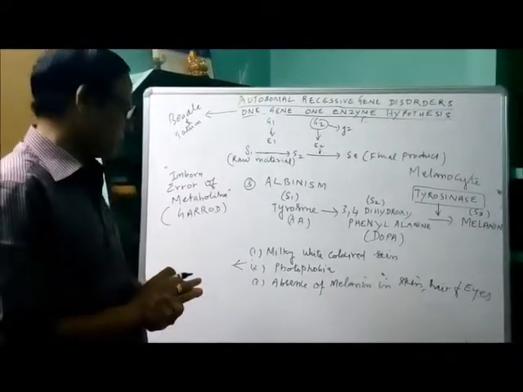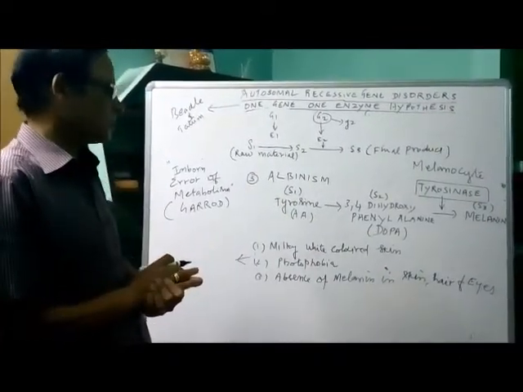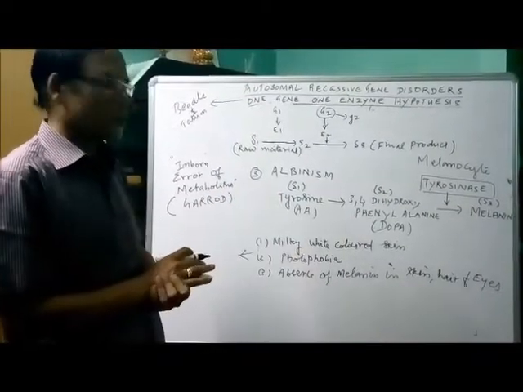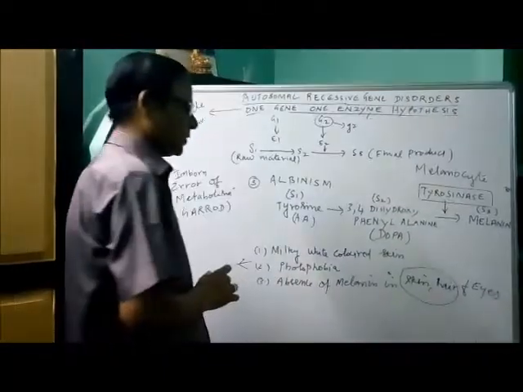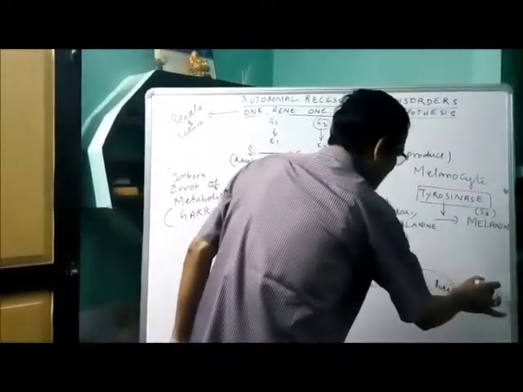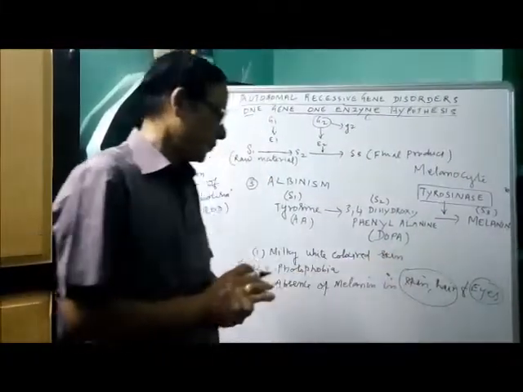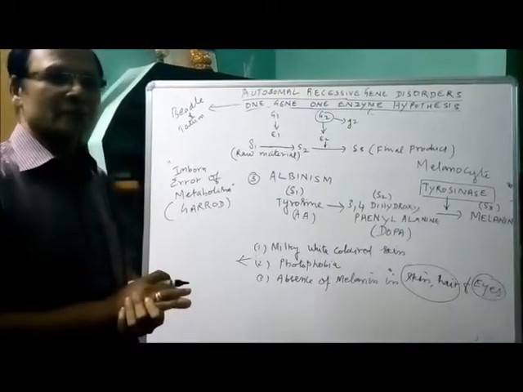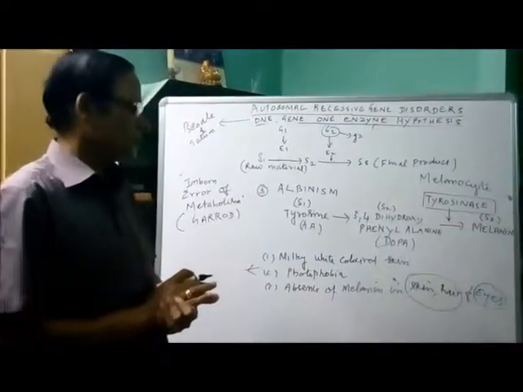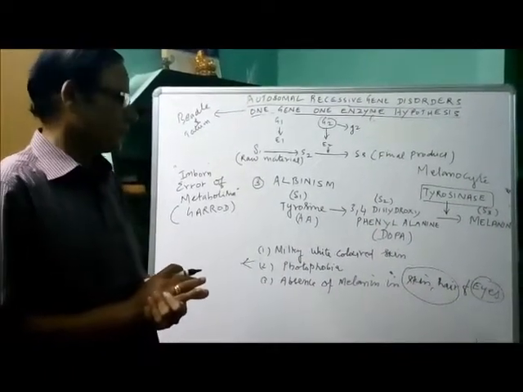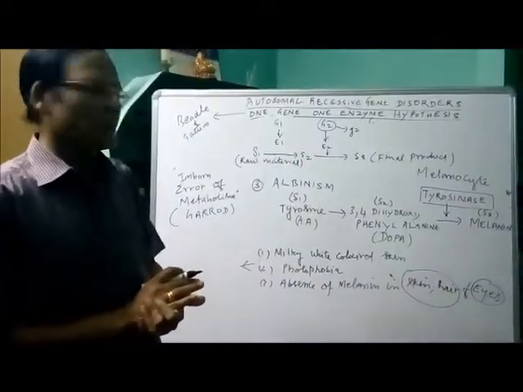Then there is absence of melanin in the skin, hair and eyes. In some cases, all three parts lack melanin pigment. In some cases, only the skin and hair lack melanin pigment. Or in some cases, they lack melanin pigment in the eyes. If all three sites are affected, it's called generalized albinism. If albinism is in skin and hair, with loss of pigmentation, it is called partial albinism. If albinism occurs in the eyes, it is called ocular albinism.